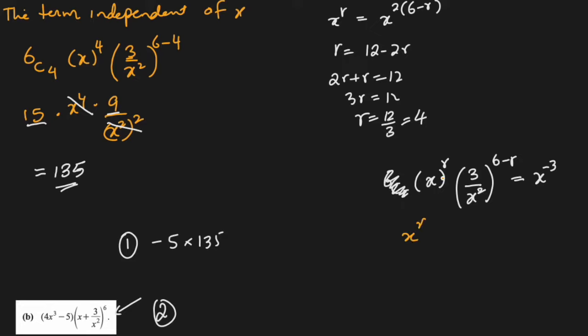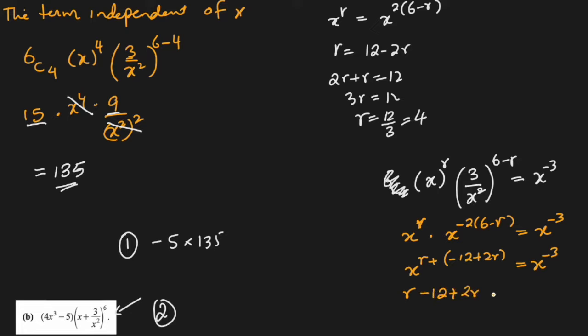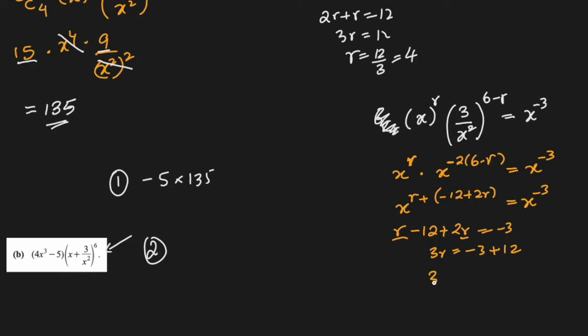So x to the power r, which is this one, multiplied by x to the power, if I take it up there, minus 2 times 6 minus r equal to x to the power minus 3. Since the bases are multiplying here, their exponents will add up. So x to the power r plus minus 2, I'll put it inside, let me open the bracket also, minus 12 plus 2r equal to x to the power minus 3. Since the bases are same, we can ignore them. So r minus 12 plus 2r is equal to minus 3. So r plus 2r is 3r, minus 3 plus 12. So 3r is equal to 9. r is 9 divided by 3, which is 3.